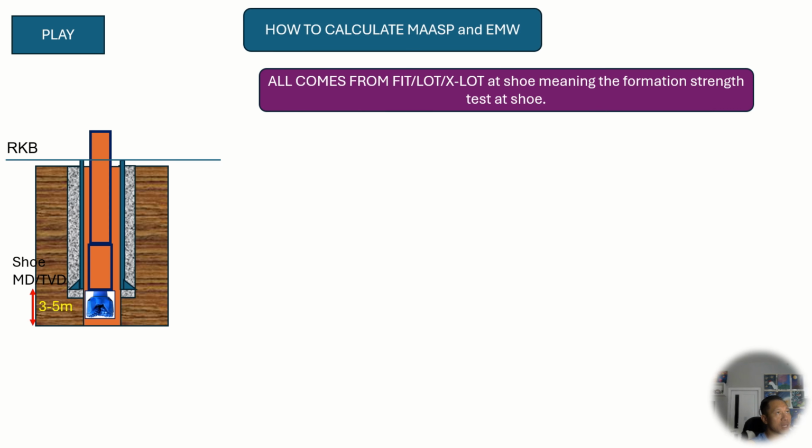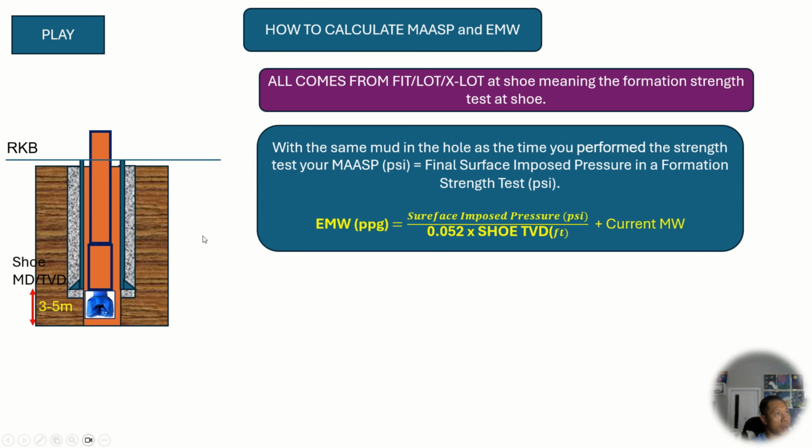And how to calculate MAASP and EMW? It all comes from the strength test at shoe. The strength test at shoe is either FIT, leak-off test or extended leak-off test. How do you do it? At the time of performing the strength test at shoe, you have the mud in the hole with the current mud weight.